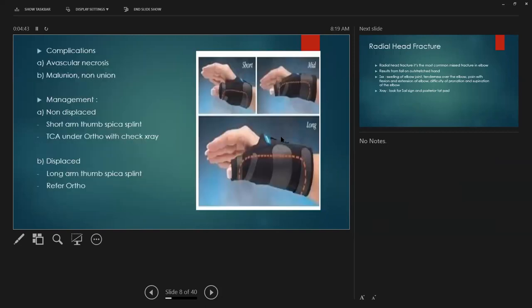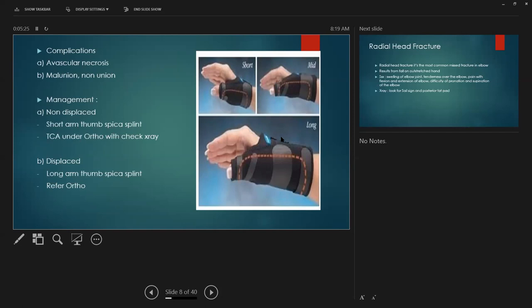Next we'll move on to complications of a missed scaphoid fracture. If we miss a scaphoid fracture, it will lead to avascular necrosis. The scaphoid blood supply comes from the dorsal branch of the radial artery and the superficial palmar arch. When there is a fracture, there will be lack of blood supply to the bone. So necrosis will happen, eventually leading to bone collapse, and the patient will develop arthritis because the joint will deteriorate. Next is malunion and non-union of the fracture, because if you miss the fracture, you won't have adequate immobilization, hence malunion and non-union will occur.